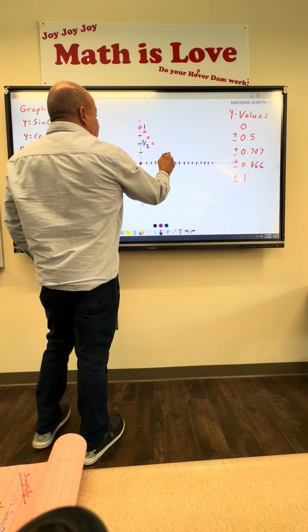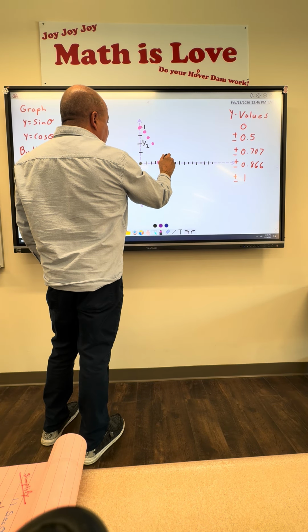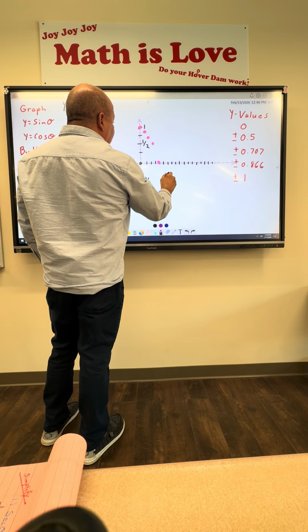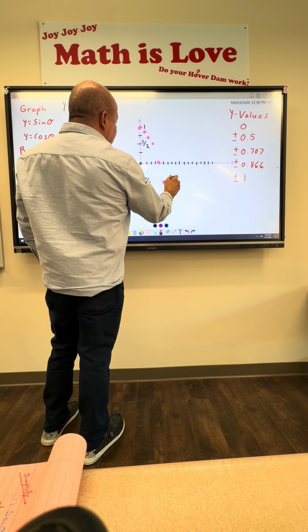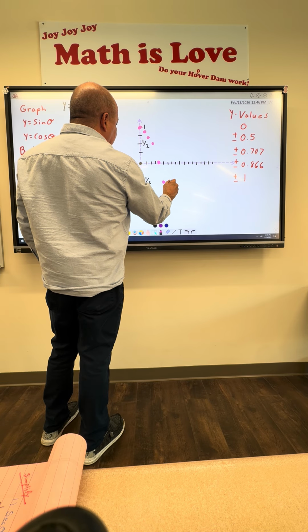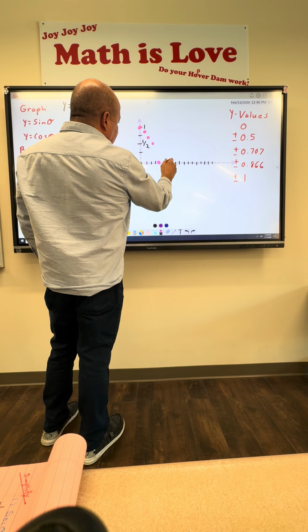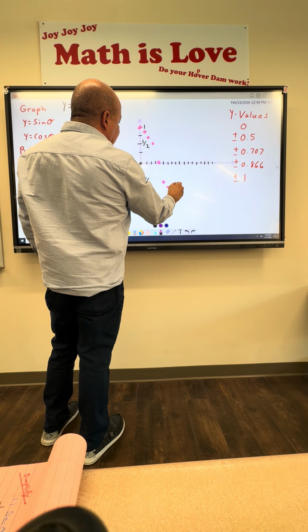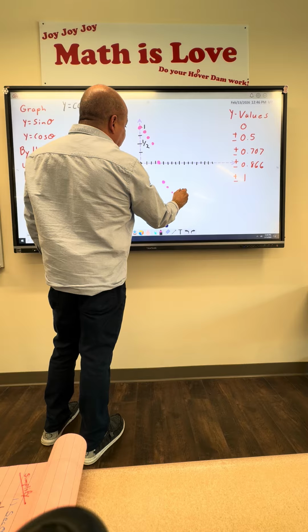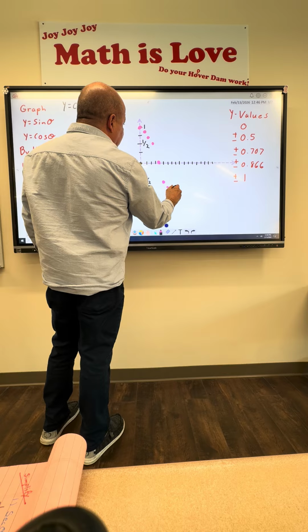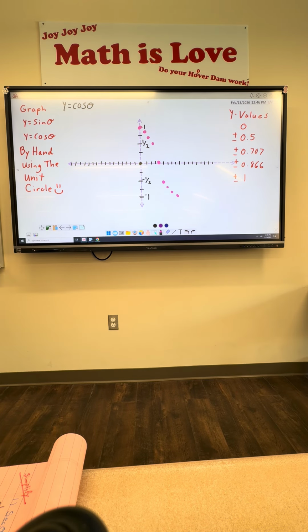Well, as you move on the unit circle, which is here now, cosine is negative 0.5. Next, cosine is negative 0.707. Again, you're going to get as close as you can. The next, negative 0.866. The next, negative 1. You're getting as close as you can with these dots. We're not going to be perfect with the graph paper that we have.